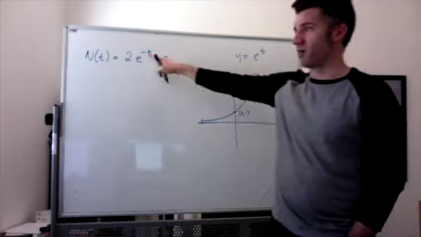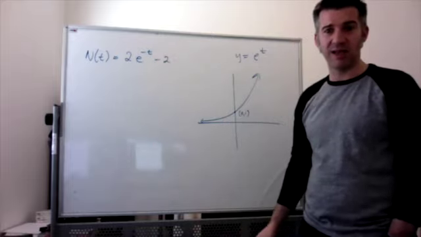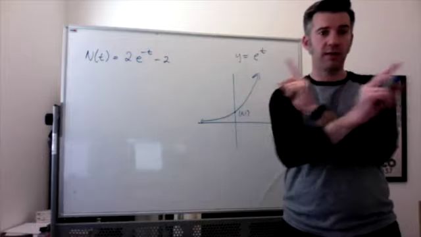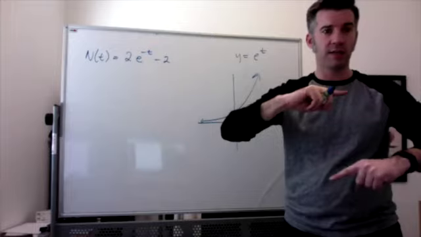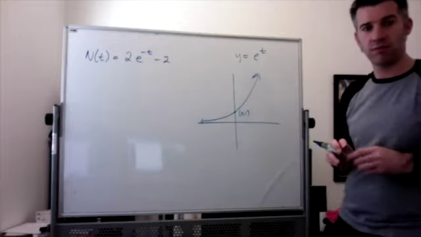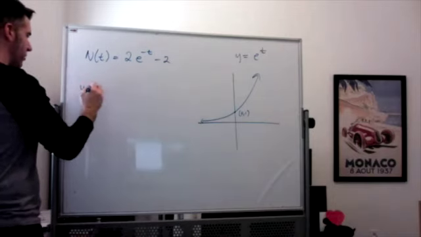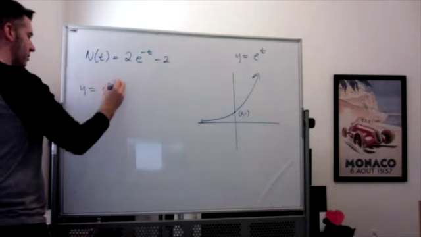So what's the negative going to do? What is e to the negative t going to look like? Which way is it going to reflect? Is it going to reflect horizontally in the y-axis or vertically in the x-axis? If I'm looking at now y equal to e to the negative t.